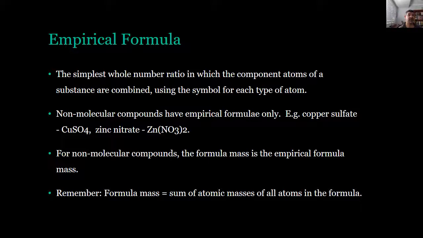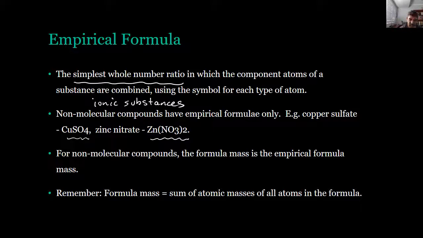The first of these is called the empirical formula. Now, the empirical formula is the simplest whole number ratio in which the component atoms of a substance are combined, and that is using whatever the appropriate symbol is for each type of atom. Importantly, non-molecular compounds such as ionic substances have an empirical formula only. That is, copper sulfate is CuSO4, zinc nitrate is Zn(NO3)2.